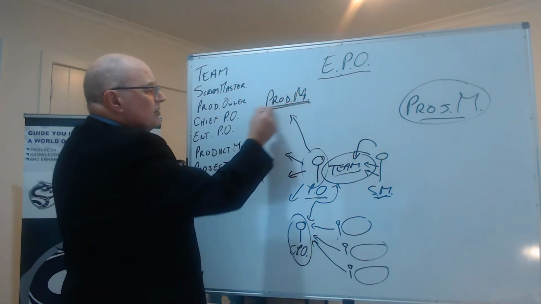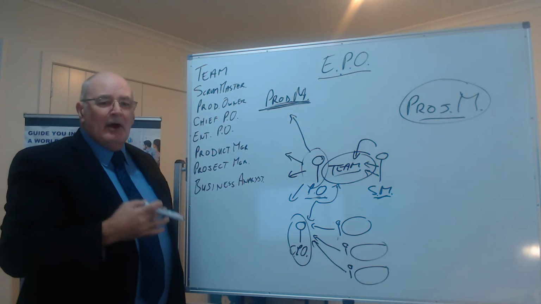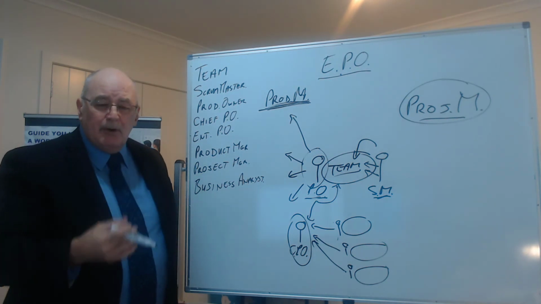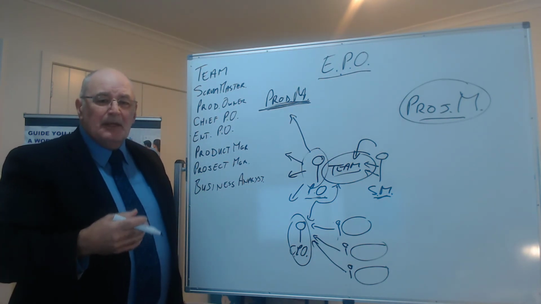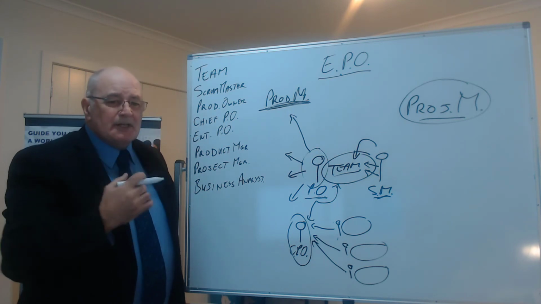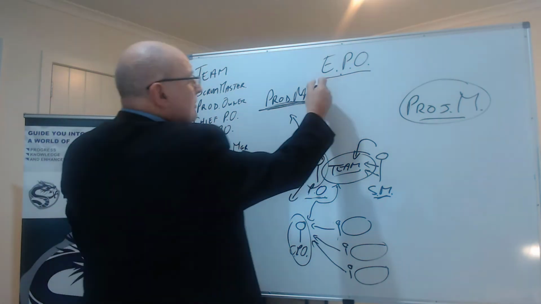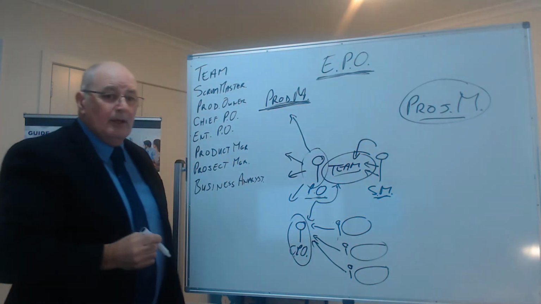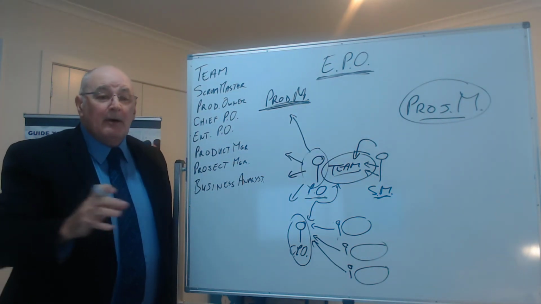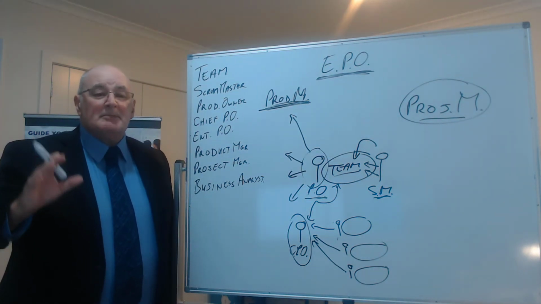The product manager is looking at the marketing side of a future or current project or product or service and saying, what do they actually want it to look like? And the EPO is saying, no, you can't work on that. I don't care how good it is, how much the customers love it.